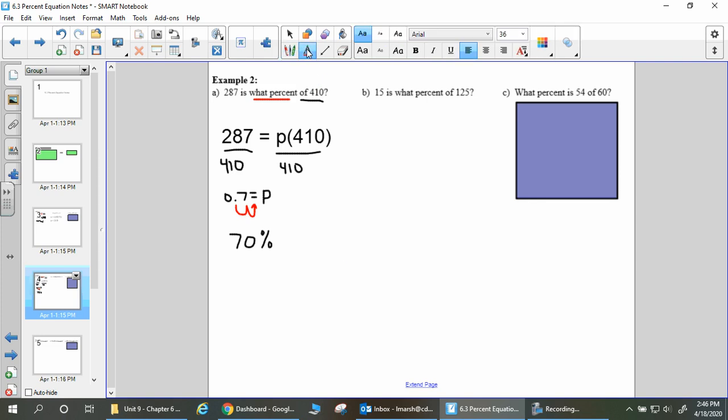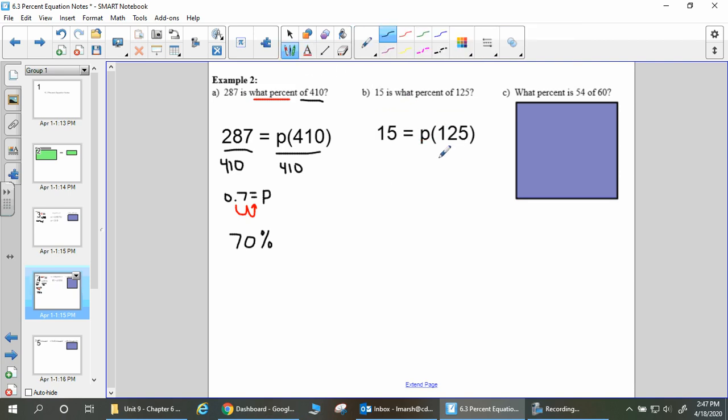Okay. If I look at letter B, 15 is what percent of 125? So 15 is what percent of 125? I'm trying to get P by itself, so we're going to divide both sides by my 125. Okay. 15 divided by 125 is 0.12. Again, we need to move that decimal, hop it back 2 places, and so we are going to get 12% as a final answer.